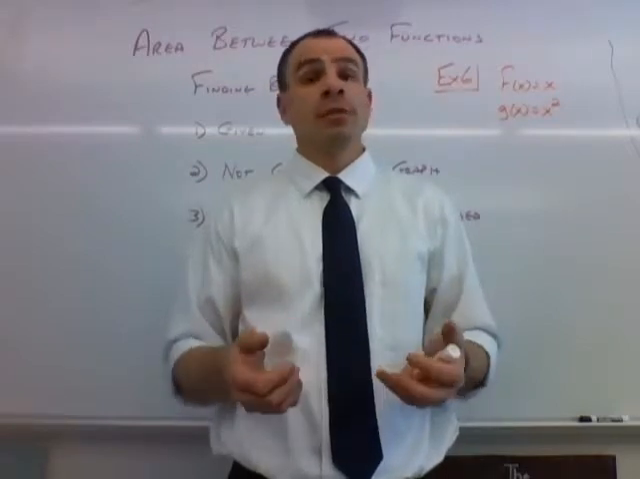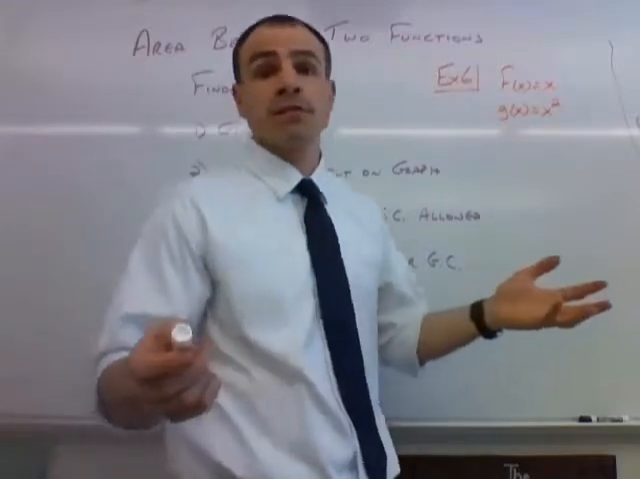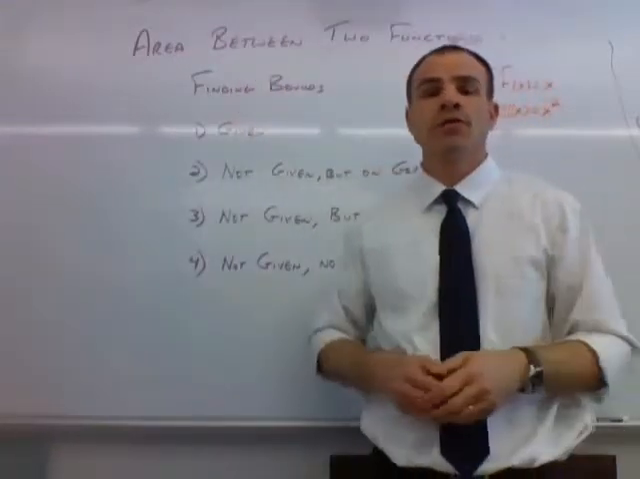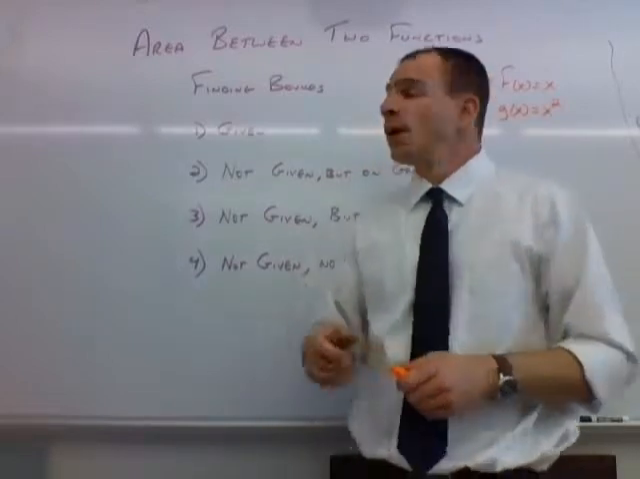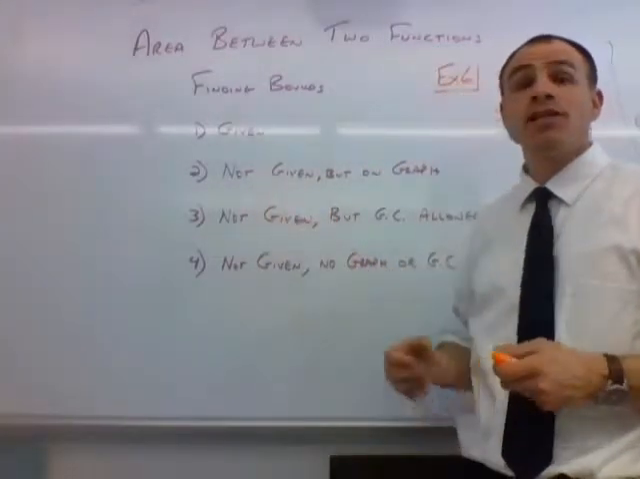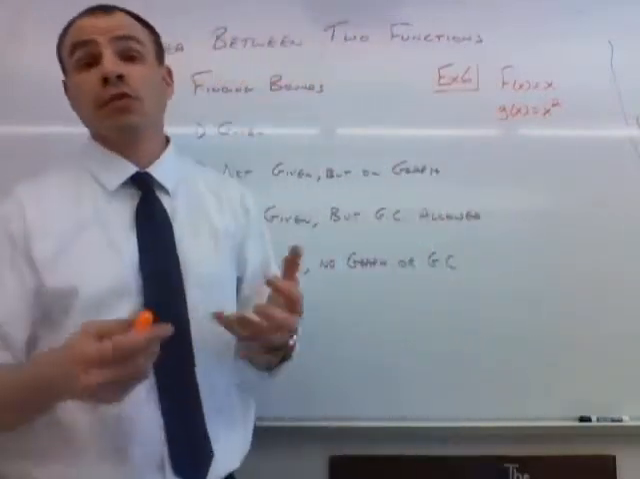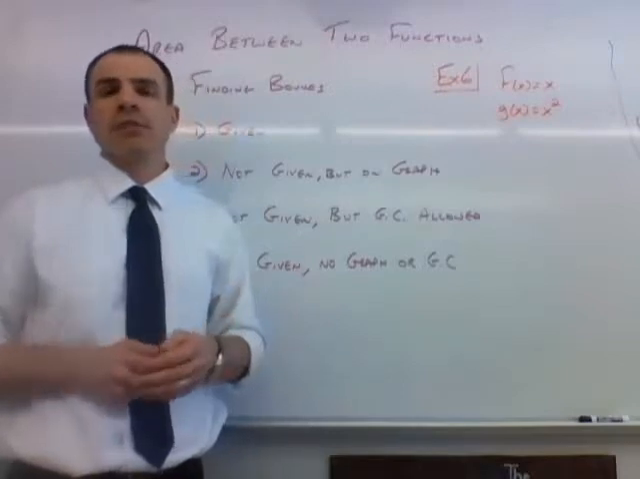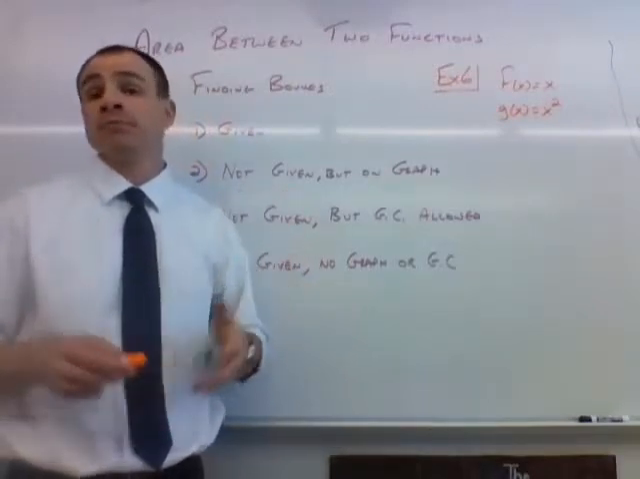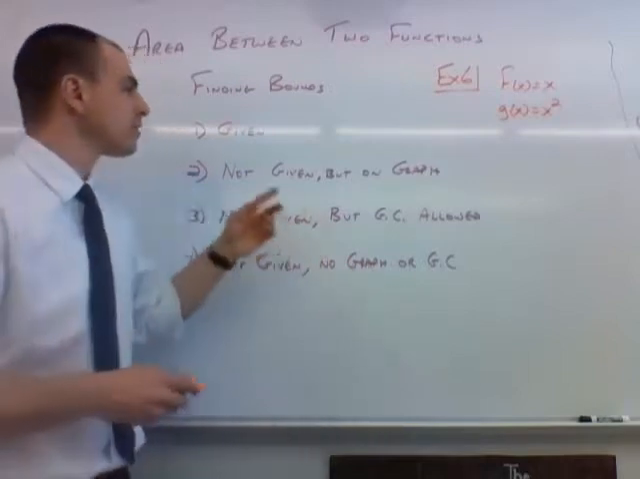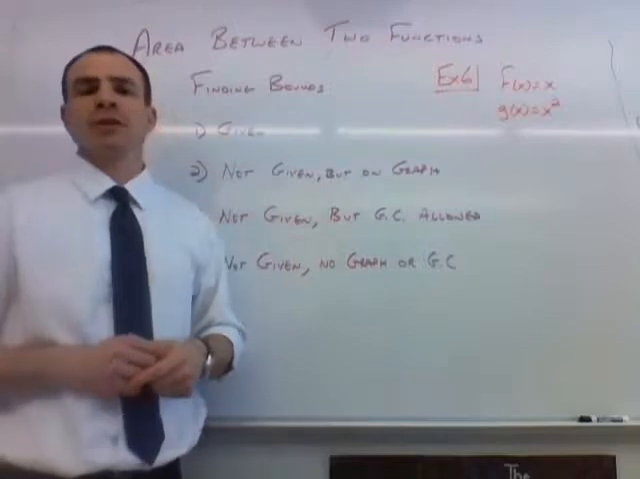Now, sometimes, if you're lucky, the bounds are going to be given to you. And if that's the case, awesome, right? You know where to begin, what is a, and you know where to end, what's b. Sometimes the bounds are given to you as a graph. If you're given a graph with clearly marked points where the two functions intersect, where we're beginning and where we're ending, then you're good to go as well. Technically they're given to you, but in a geometric point of view.